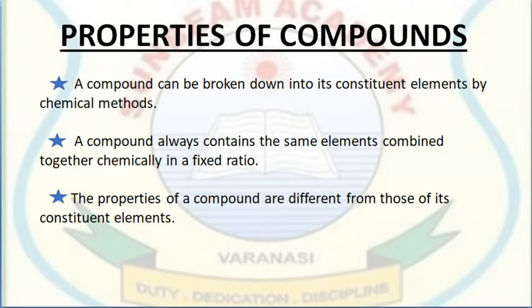And the third property is that the properties of a compound are different from those of its constituent elements. For example, the properties of water, which is a liquid, are different from its constituent elements, hydrogen, which is a gas, and oxygen, which is also a gas. Water puts off fire, whereas hydrogen burns and oxygen supports burning. So these are the three properties of compounds, and we will discuss them one by one in detail. So come back to the board.